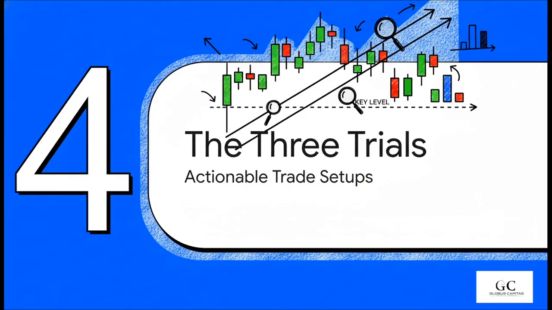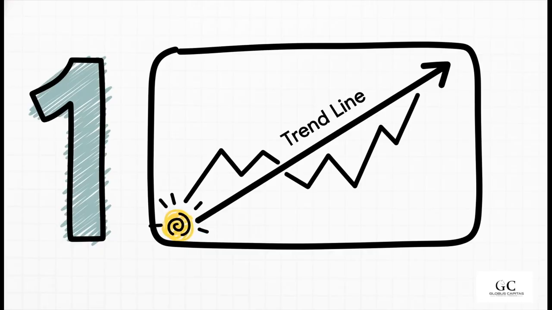Okay, enough theory. Let's make this real. We're going to walk through 3 specific, actionable trade setups that you can start hunting for on your charts today. This is how you combine trend lines with our new key level filter. First up, the all-time classic, the trend line bounce. This is your bread and butter setup for getting into a nice, healthy trend at a discount. But now we're going to do it with an extra layer of confirmation.